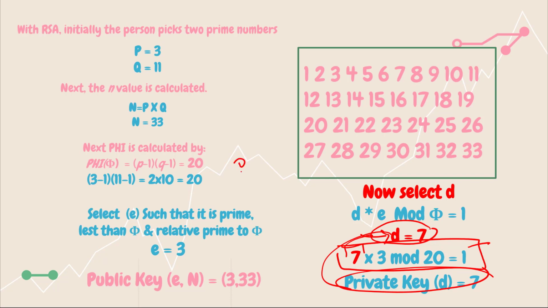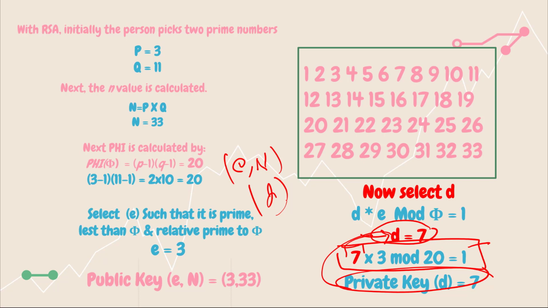So now we got all three numbers. We got our E and N, and we got the number D, which is our private key. So this is how RSA works in reality, how we select these numbers and how we can generate the public key and the private key.